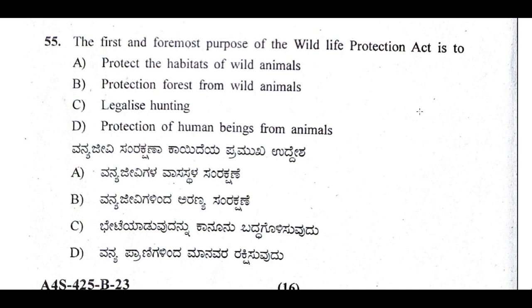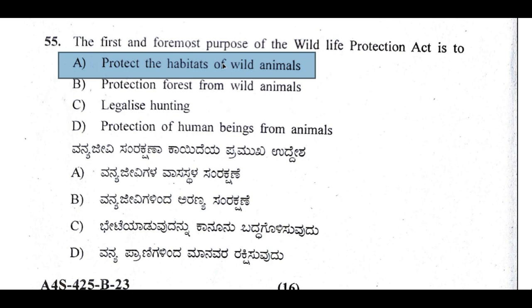As we talk about the Wildlife Protection Act, this Wildlife Protection Act came into force in 1972. The main objective of this act is to provide the protection and improvements of the environment and for matters connected therewith. So therefore the option A, protect the habitat of wild animal, is the first and foremost purpose of the wildlife protection. And they stopped illegalized hunting also with this Wildlife Protection Act. So the main purpose is to protect the habitats of wild animals.